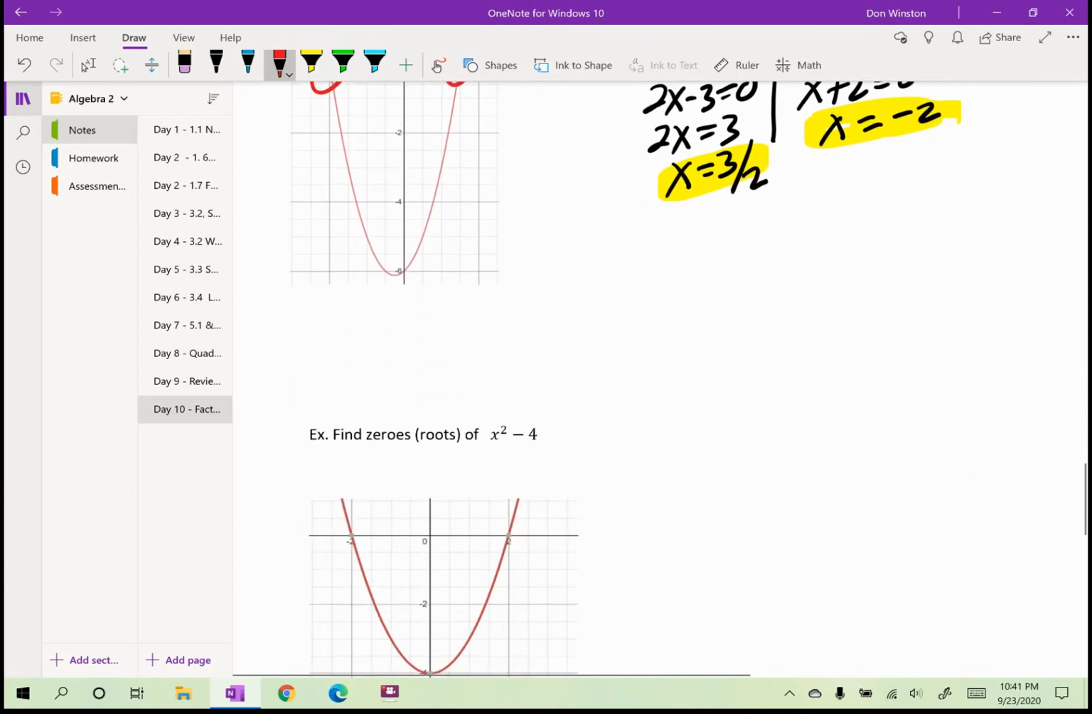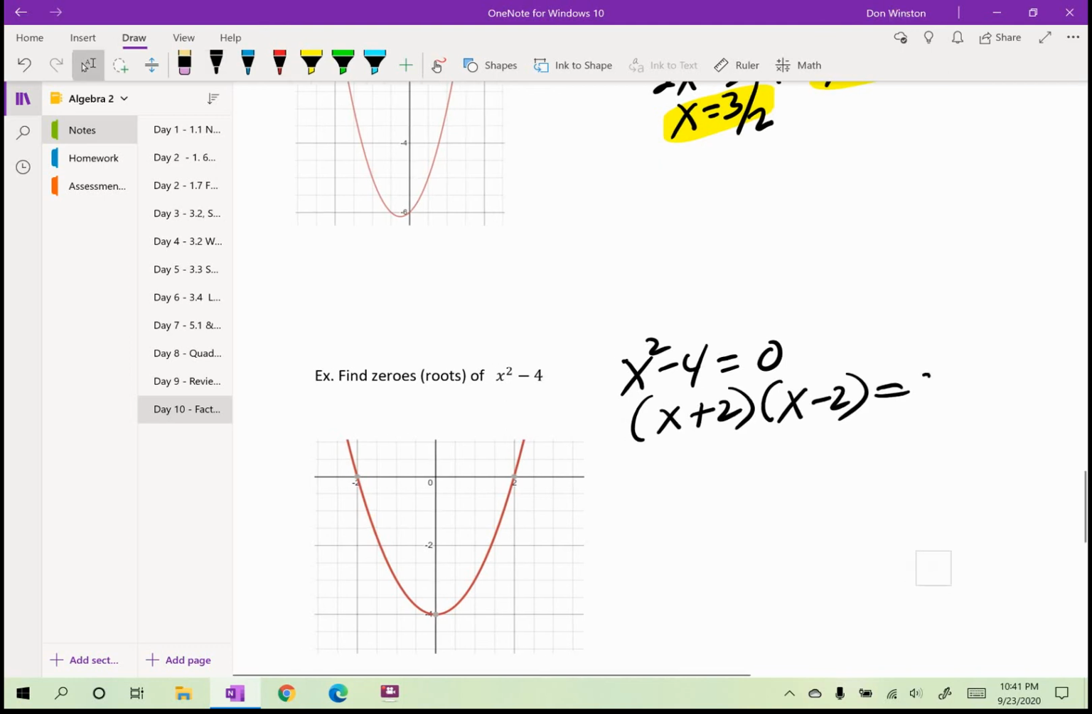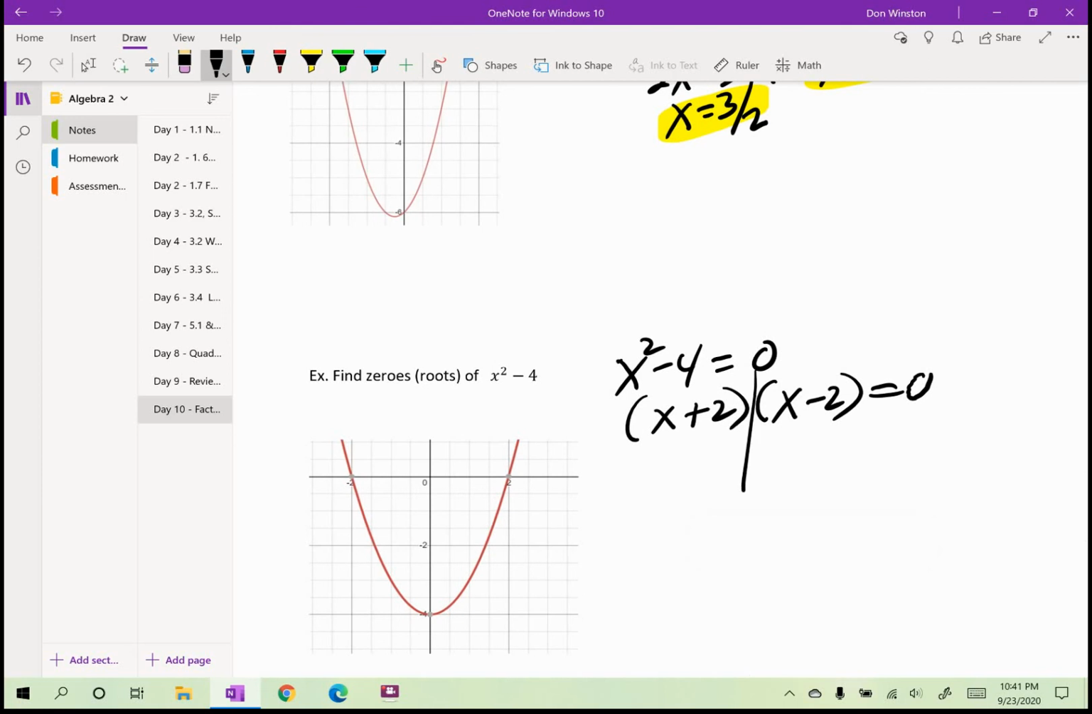Let's continue on. This is one I did before. So this was a difference of squares. Remember, we factored that. So x squared minus 4 equals 0. We're finding the zeros. And that was a difference of squares. x plus 2 times x minus 2 equals 0. And then I set each factor equal to 0. x plus 2 equals 0, x equals negative 2. x minus 2 equals 0, x equals 2. And I see my zeros there: negative 2 and 2.